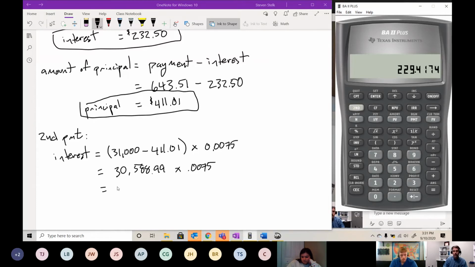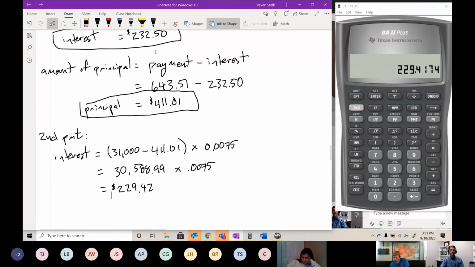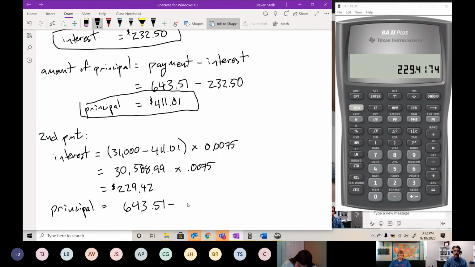All right, so on the second payment, we pay back $229.42 towards the interest. And notice before it was $232.50. So we're paying a little bit less in interest. Now what that means is we're paying back a little bit more in principal. When we take that monthly payment that's still fixed, $643.51, we subtract out the interest that we're paying.